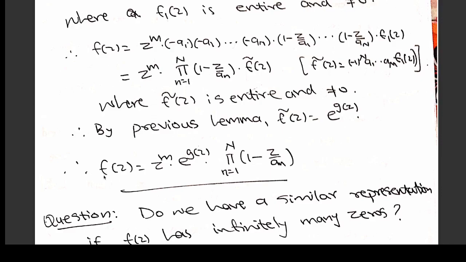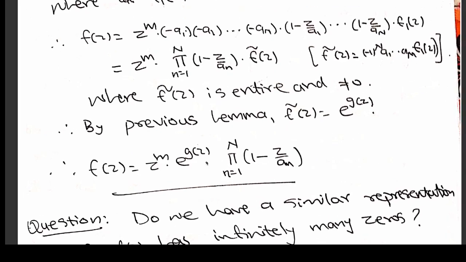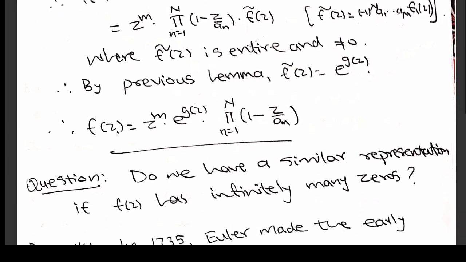Now what is the final form? f(z) you are able to write as z raised to m e raised to g(z) into this product. I do some manipulation and obtain the product over n equal to 1 to n of (1 minus z by a_n). That is easy. I'm just taking the common term outside and writing this. So this is the form you get. If f(z) is an entire function with a zero at the origin of order m and all other zeros a_n finitely many, then f(z) has this form. So that means it characterizes all such functions. They look like this explicitly.